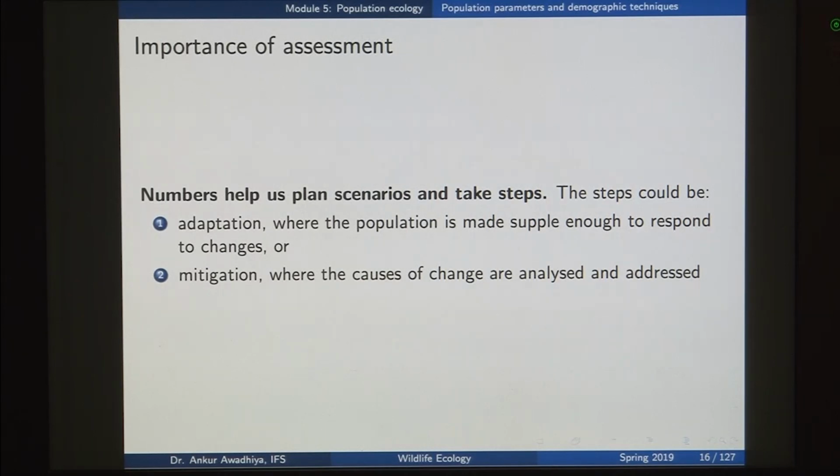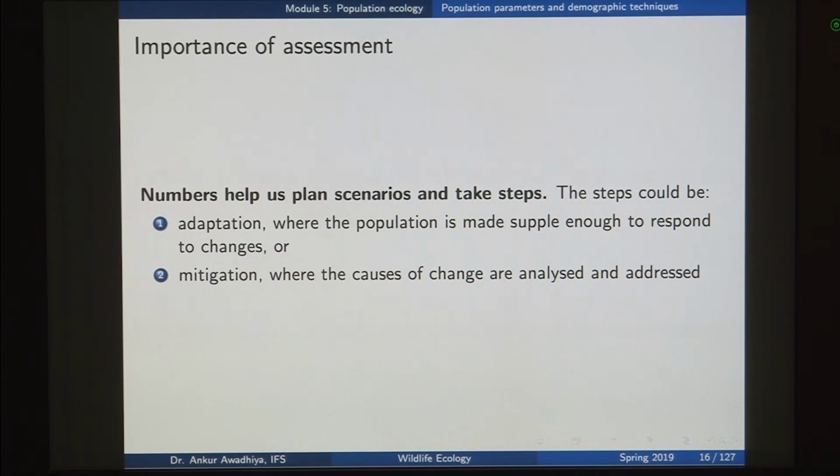Now, in the case of adaptation, you try to make your population supple enough to respond to changes. So, for instance, if you have a disease, you would want to give more nutrition to the animals, so that they are able to fend off these diseases, or you would want to give them some amount of vaccination. On the other hand, you could even go for mitigation, where the causes of the change are analyzed and addressed. So, in the case of disease, you might want to kill off all the parasites or kill off all the vectors and so on.